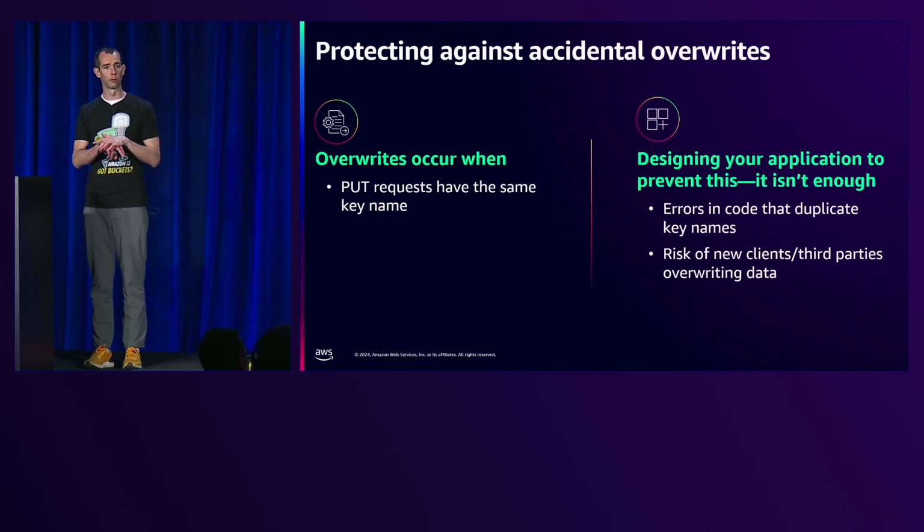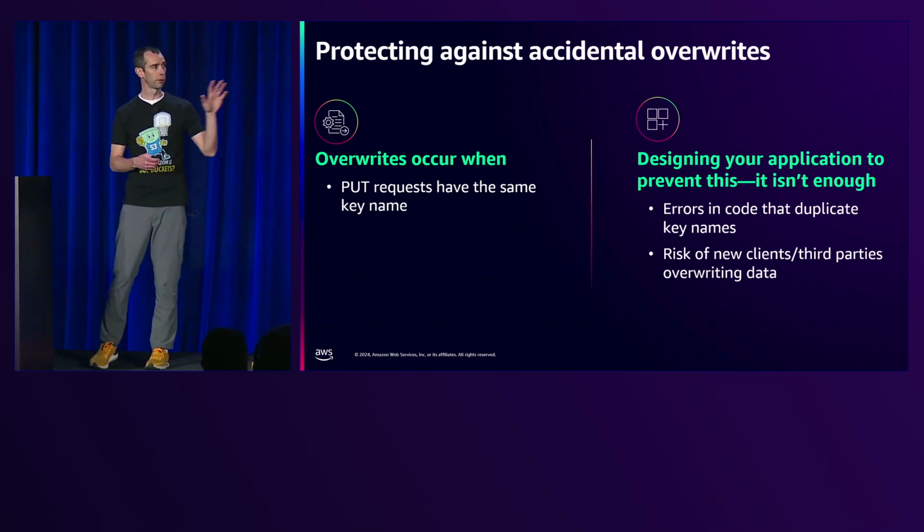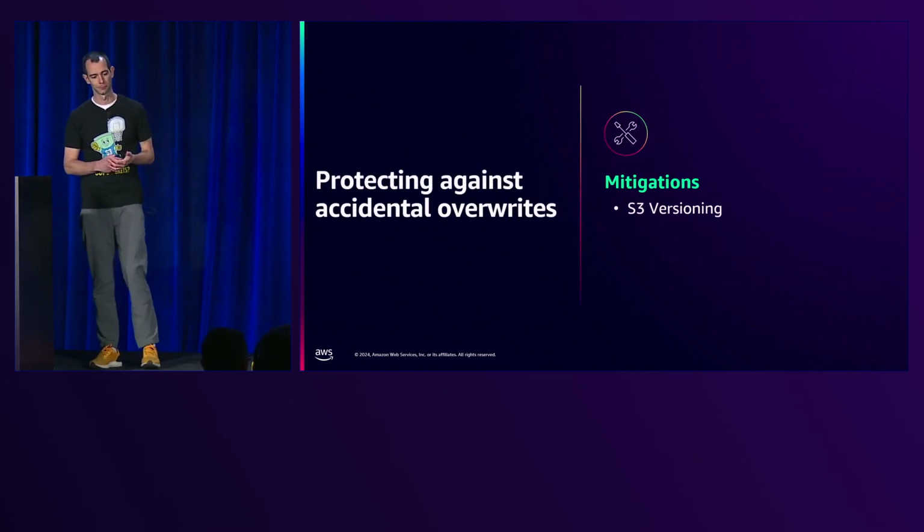And then there's also the risk that, yes, I made sure this application's audited and is never overwriting data, but what about the next client that spins up? What about the other applications that use that bucket? There is the risk of collisions, so we want to protect against overwrites.